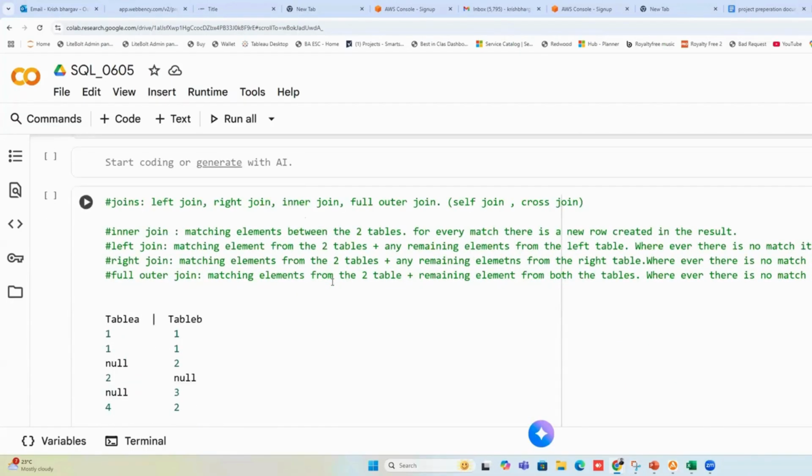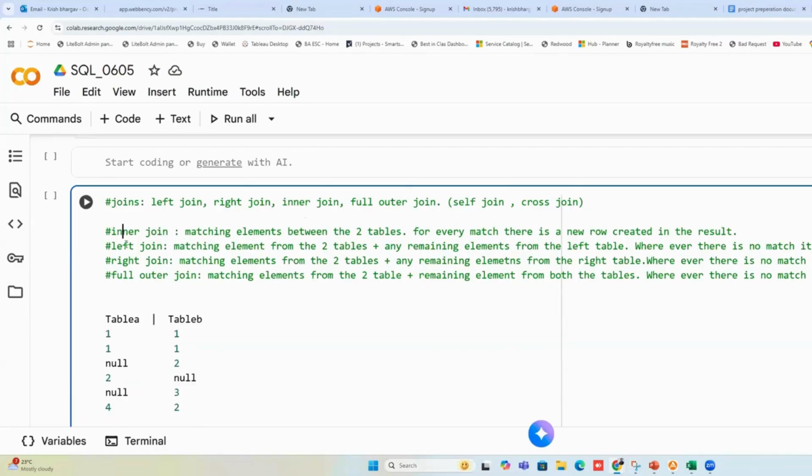All right. Now we learned the joins, right? Inner join, left join, right join, full outer join. What does inner join do? It gives you the common elements from both tables. Matching records from both the tables.